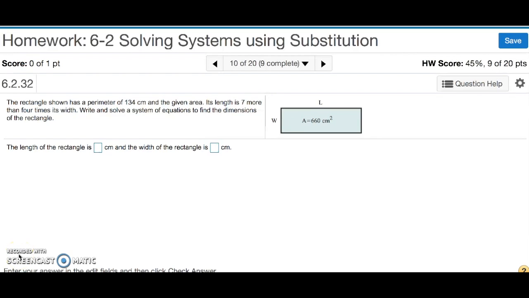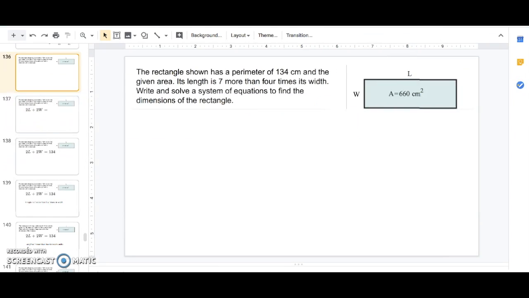Okay, number 10, we have a rectangle being shown that has a perimeter of 134 centimeters and an area given. Its length is 7 more than 4 times its width. Write and solve a system of equations to find the dimensions of the rectangle. Okay, so let's take a look. First thing we need to do is establish the formula for perimeter. The perimeter has a formula of 2 times the length plus 2 times the width. Remember, in a rectangle, opposite sides are equal. So we have 2 lengths that are the same and 2 widths that are the same measure.